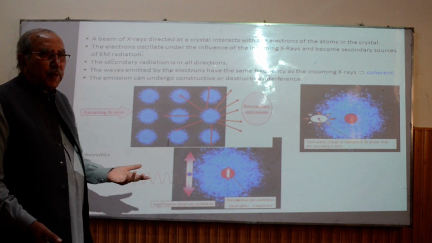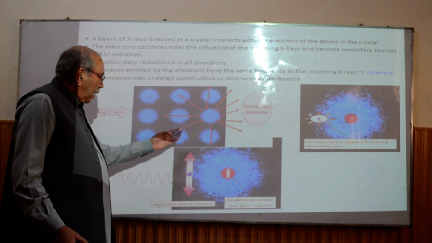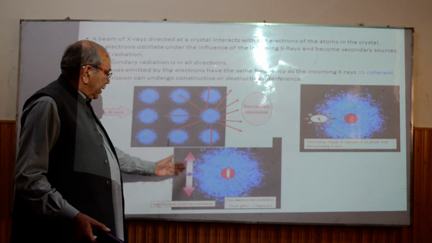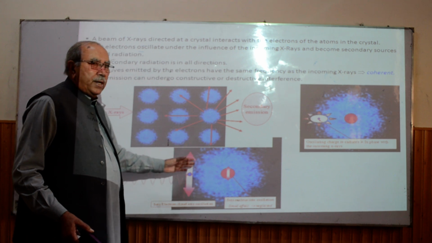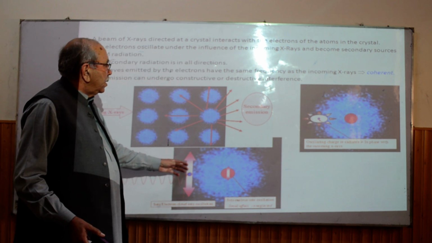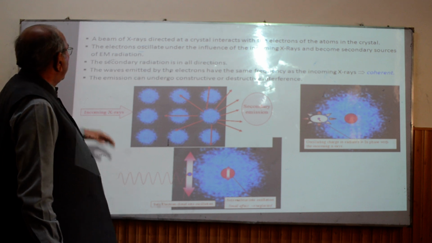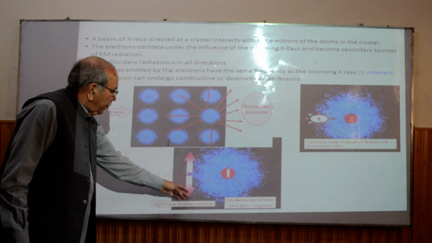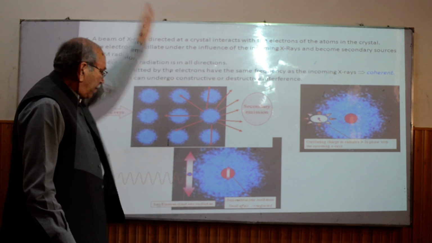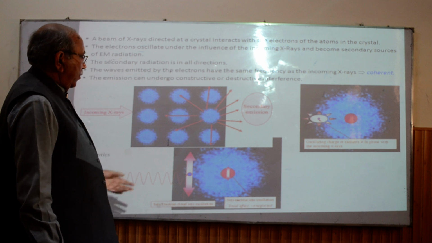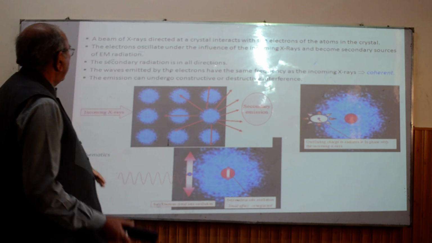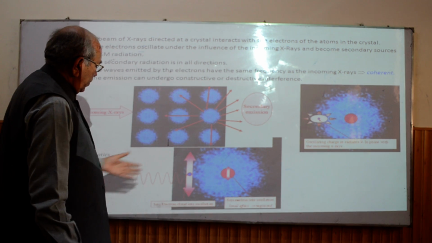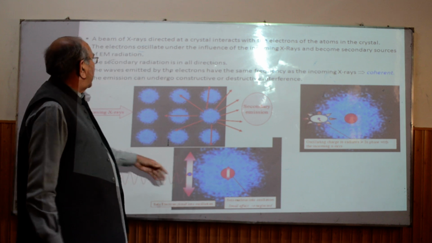Because electrons are charged particles, whenever a charged particle is oscillating, this is accelerated motion. Whenever a charged particle is accelerated, it will emit electromagnetic radiation. Okay? If this amplitude becomes very large, then you can remove this electron from the atom. The secondary radiation is in all directions. This will emit radiation in all directions.